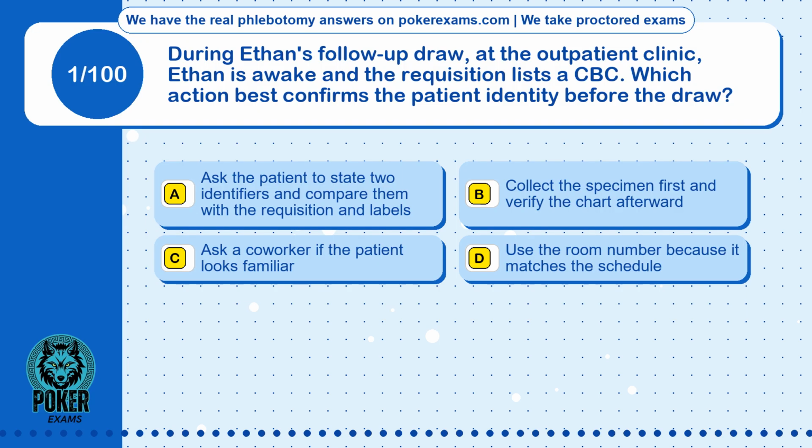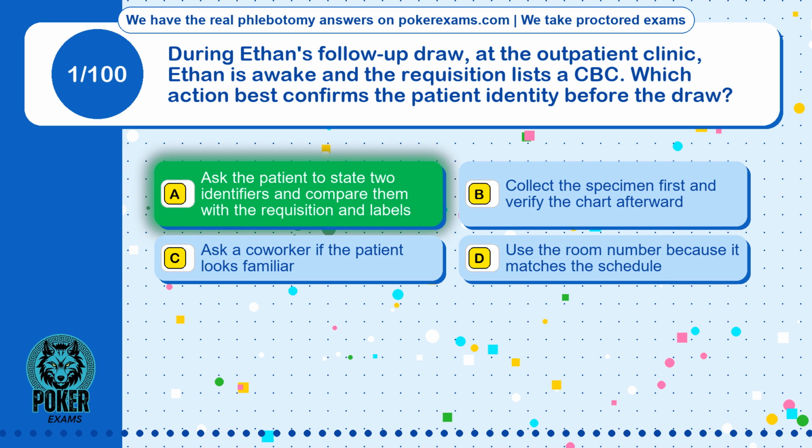Question 1. During Ethan's follow-up draw at the outpatient clinic, Ethan is awake and the requisition lists a CBC. Which action best confirms the patient identity before the draw? Option A. Ask the patient to state two identifiers and compare them with the requisition and labels. Option B. Collect the specimen first and verify the chart afterward. Option C. Ask a coworker if the patient looks familiar. Option D. Use the room number because it matches the schedule.